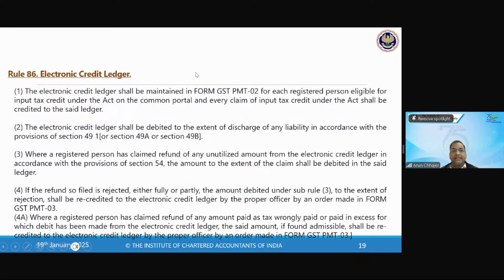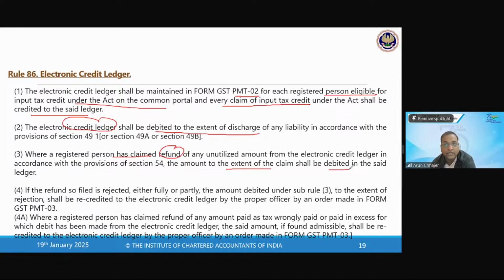Electronic credit ledger shall be maintained in PMT-02 for each registered person eligible for ITC on the common portal, and every claim of ITC shall be credited. Electronic credit ledger shall be debited to the extent of the discharge of liability in accordance with the provisions of section 49, 49A and 49B. When the registered person has claimed a refund, the amount will be debited to the credit ledger. If the refund is rejected, it will be recredited.